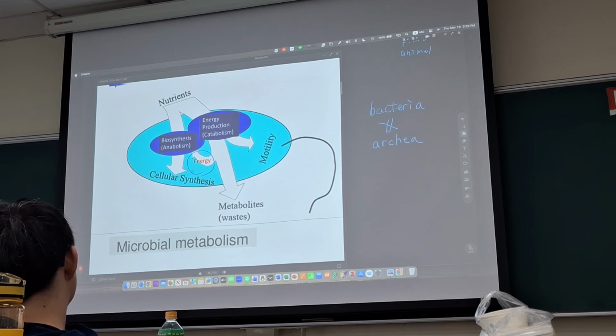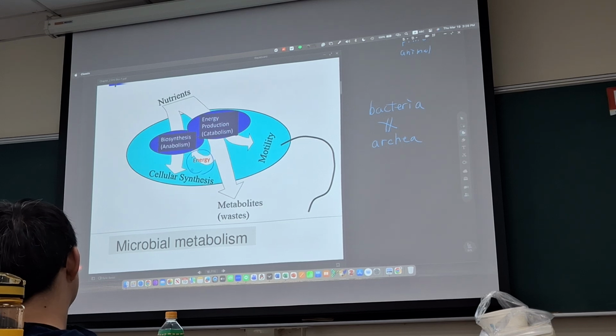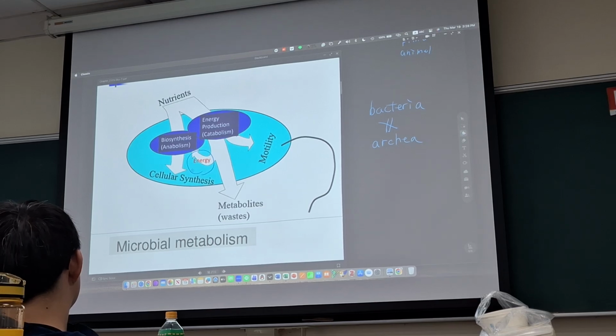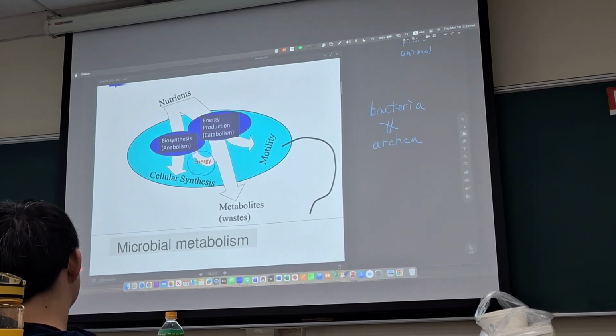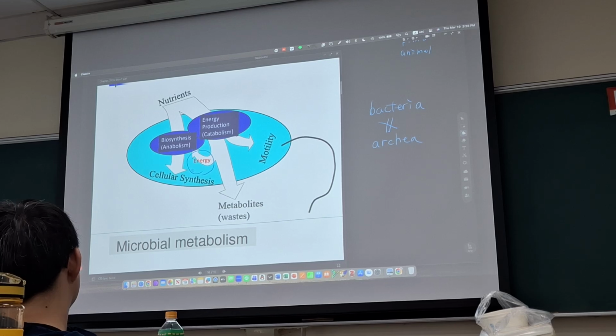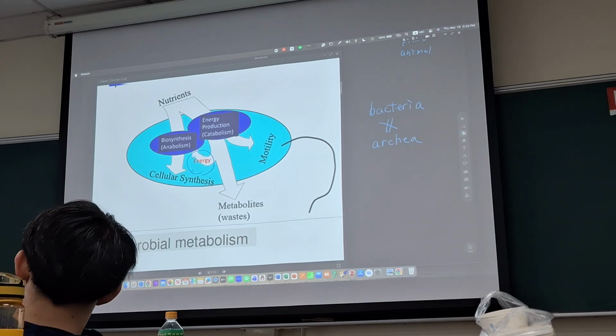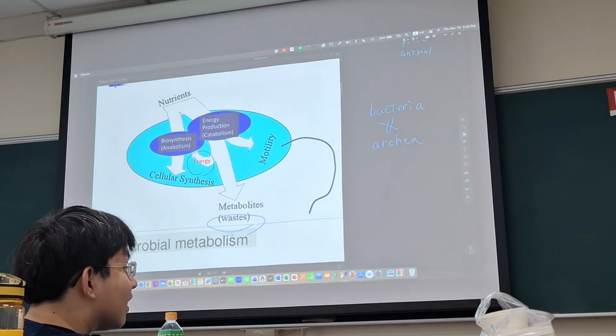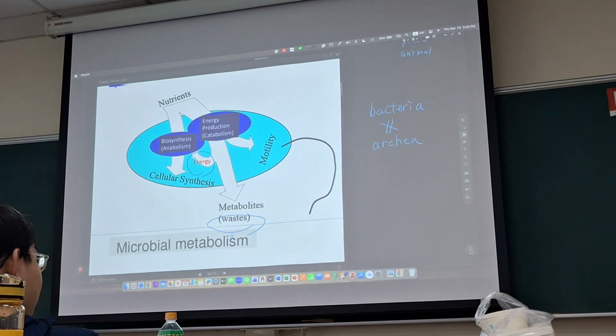Okay, let me talk about some things. Biosynthesis combines smaller molecules into a big one, but it requires energies. So where is the energy from? From the catabolisms. Catabolism breaks down the larger molecules into smaller ones and releases energies for anabolisms. And the whole is so-called metabolism.